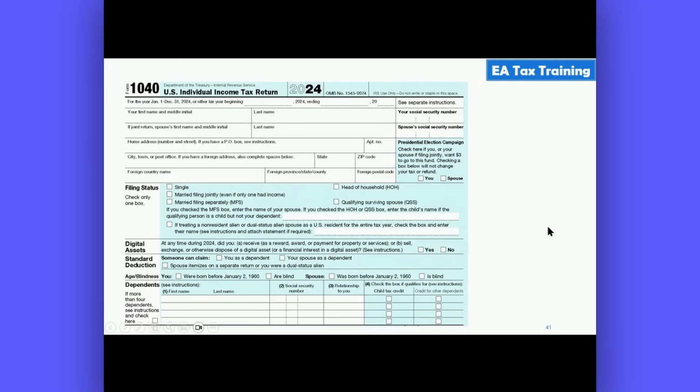So let's just revisit that top section of the 1040 so we can remember the types of things that are asked. So you can see here at the top, we've got all your basic information about names and social security number. You can also see here at the very top, before we even get to the name, it says for the year January 1st to December 31st, 2024, or other tax year beginning on blank date and ending on blank date.